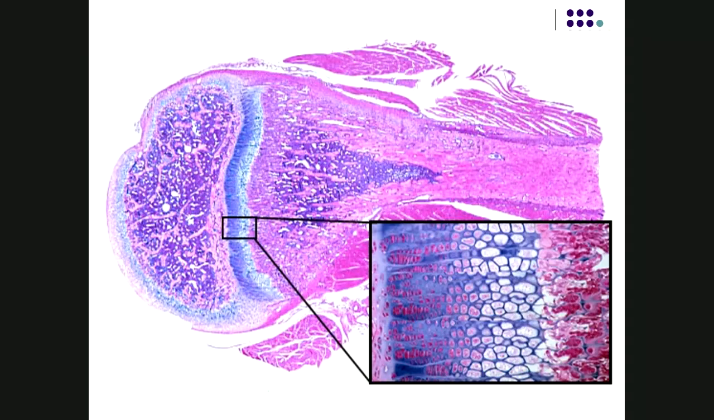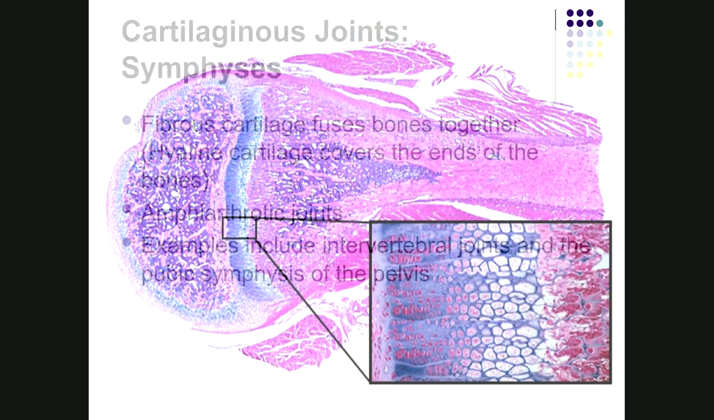Here's our actual epiphyseal plate, and we've seen this picture before. You should still be able to look in here and pick out the zones. Hopefully everybody can do that. Remember, here's a resting zone. Here's the proliferating zone. Here's the hypertrophic zone. Here's the calcification zone and the ossification zone. You should be able to pick those out. But this is cartilage, and this cartilage is holding these bones together. So this is a synchondrosis joint.